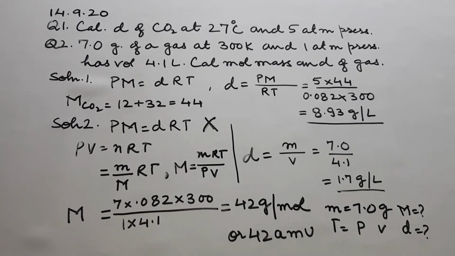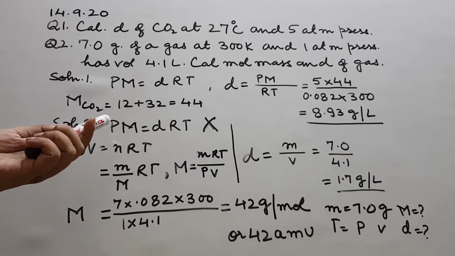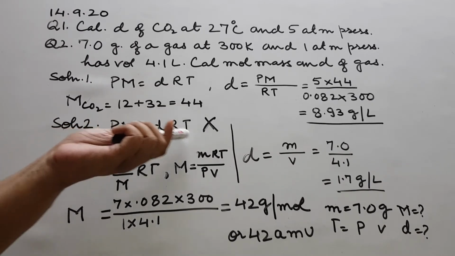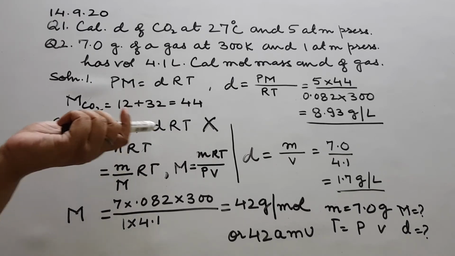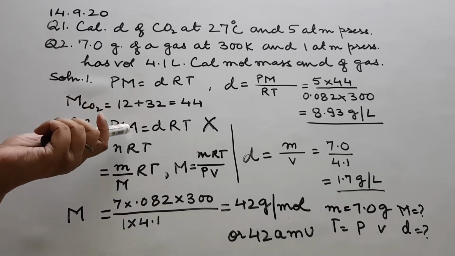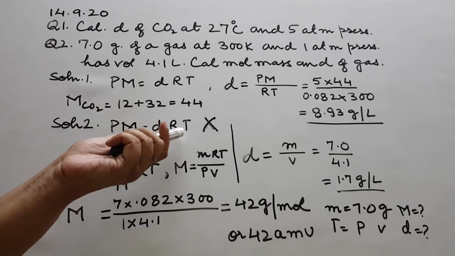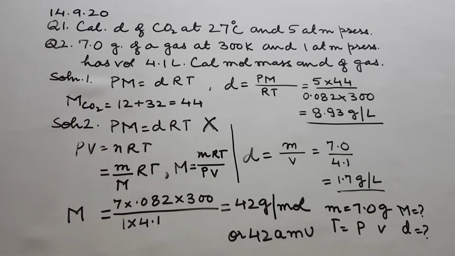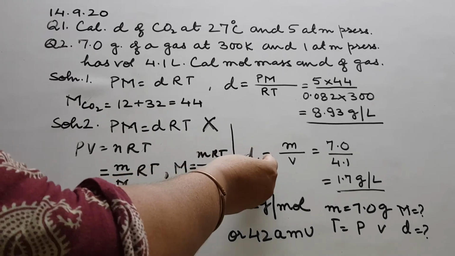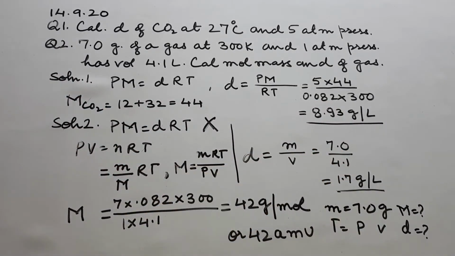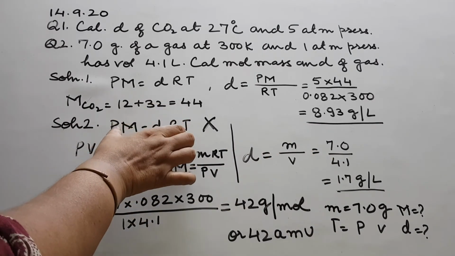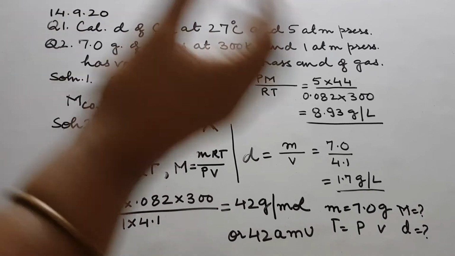Then they said calculate density. Now children, either you use PM is equal to DRT, your choice, because you have M now, and P is given to you, M is given to you, you calculated, and then R and T, you can calculate D. Or simply we know D is equal to M by V. Given mass upon given volume. Mass per unit volume is what? Density. So either you use this formula, your choice.